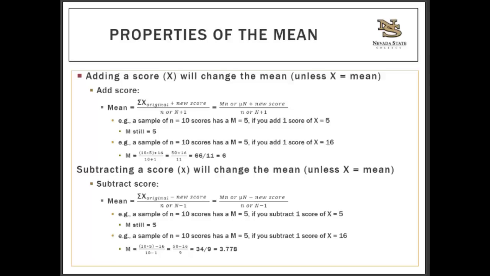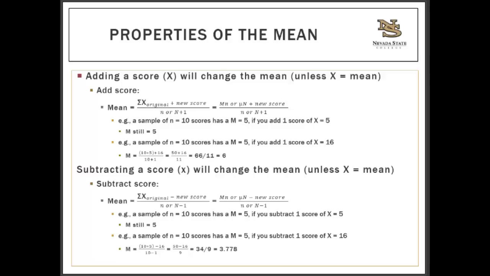Now what if I want to subtract a score from my data set? Well, that will also change the mean, unless the score that you're subtracting is equal to the mean. So if you want to subtract a score, the formula looks quite the same, except all of the plus signs are replaced by minus signs. So you'll see the original sum of x, minus the score, divided by the sample or population size, minus 1. Same process for finding the sum of x based on the mean and the sample or the population size.